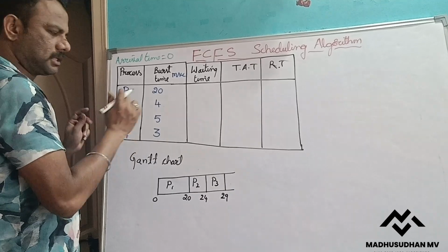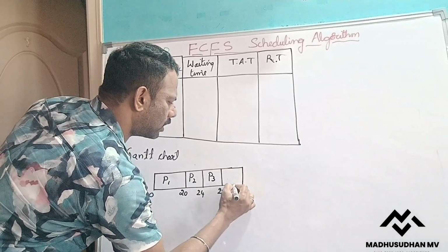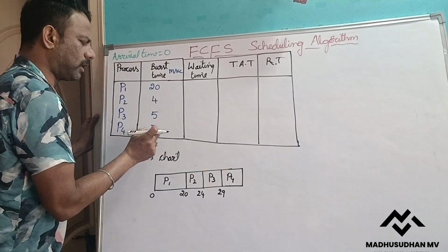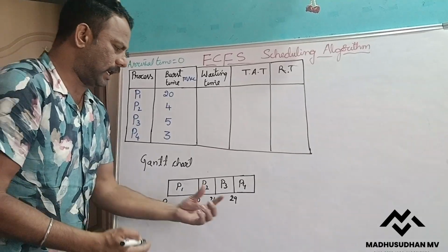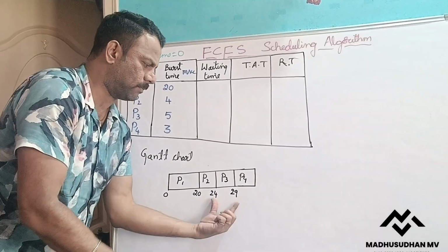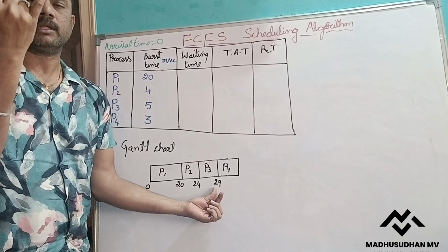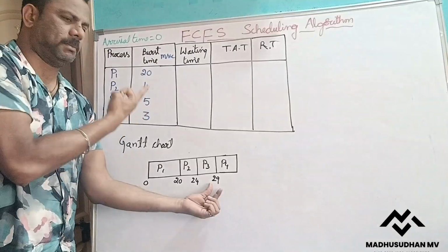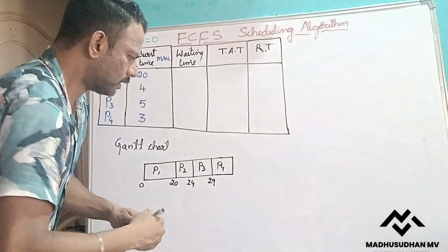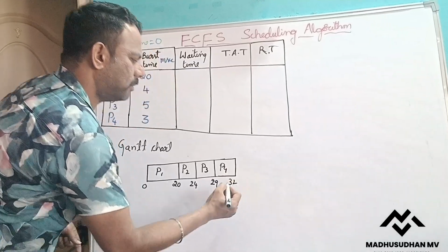Now P3 also completes. Next, P4. Now P4 has to execute and P4 requires 3 milliseconds. From 24 to 29, P3 executes. Now from 29 onwards, P4 starts: 30, 31, 32. So 3 milliseconds, up to 32.